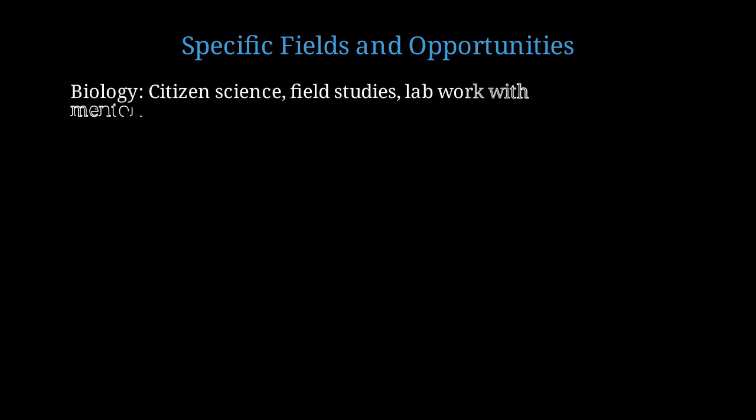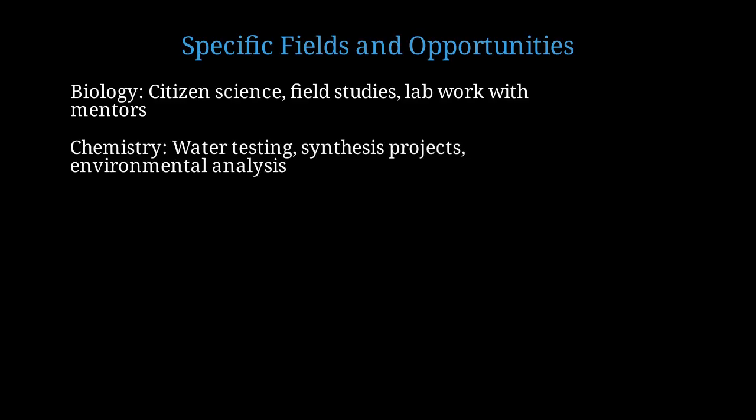In biology, you can participate in citizen science projects like bird counts or water quality monitoring. You can do field studies in local ecosystems, or work with a university lab on genetics or microbiology. In chemistry, environmental analysis is very accessible. Test water or soil samples from different locations. Some students even work on green chemistry projects, developing more sustainable chemical processes.